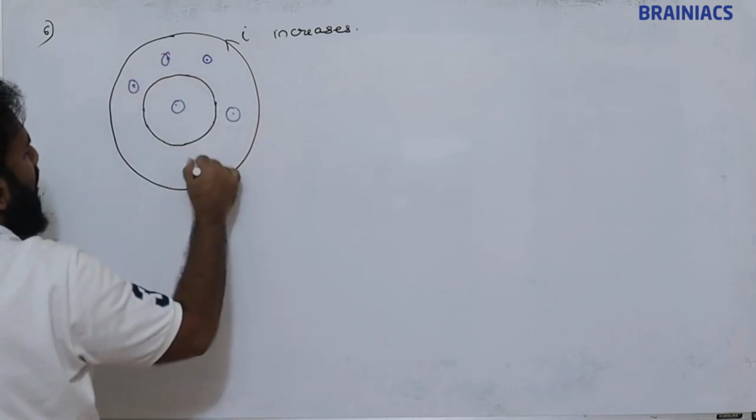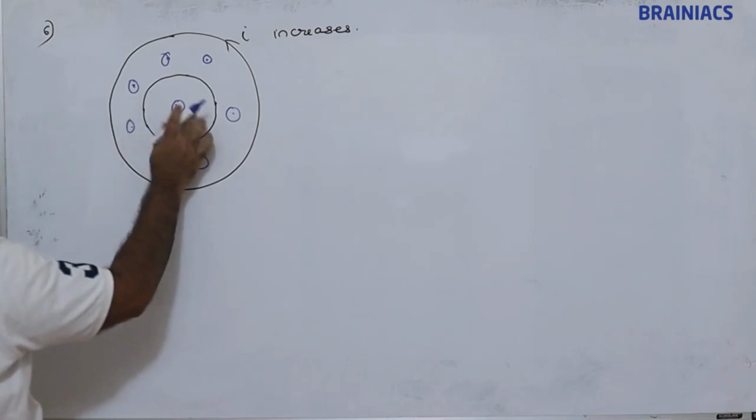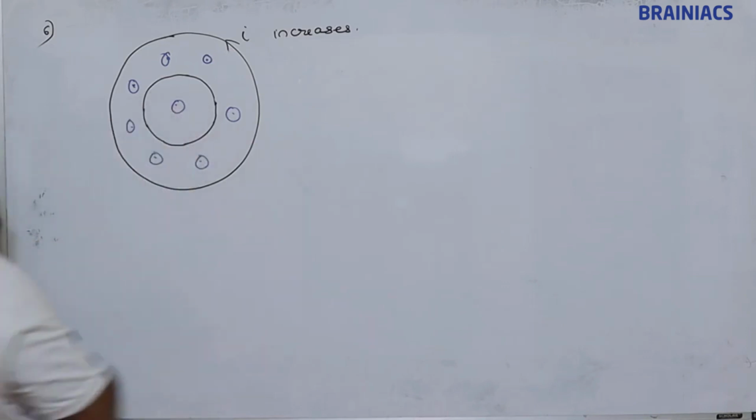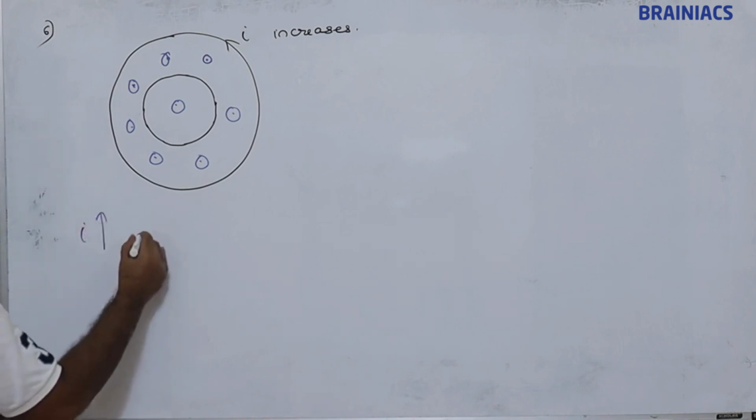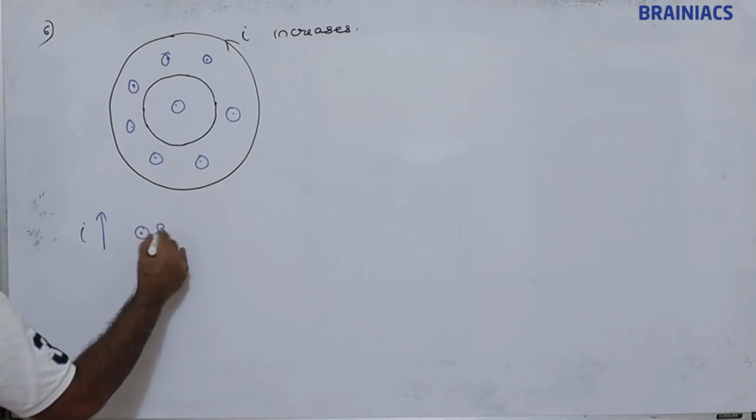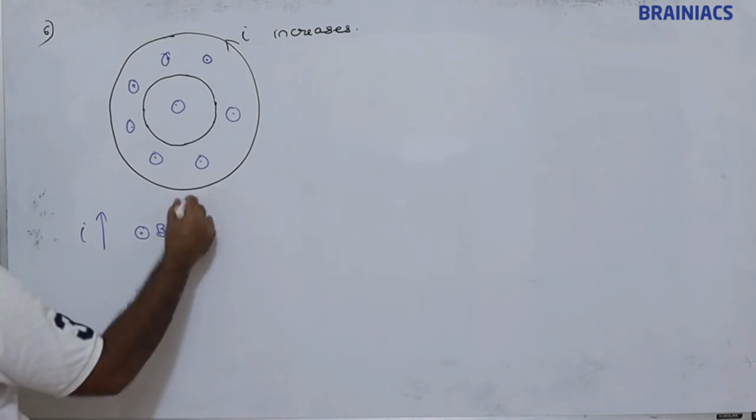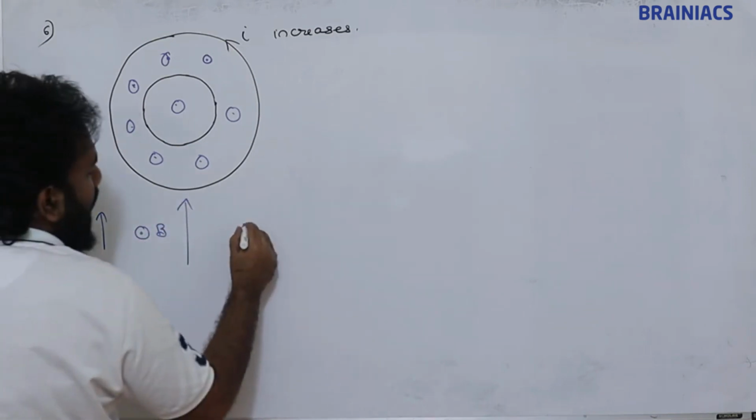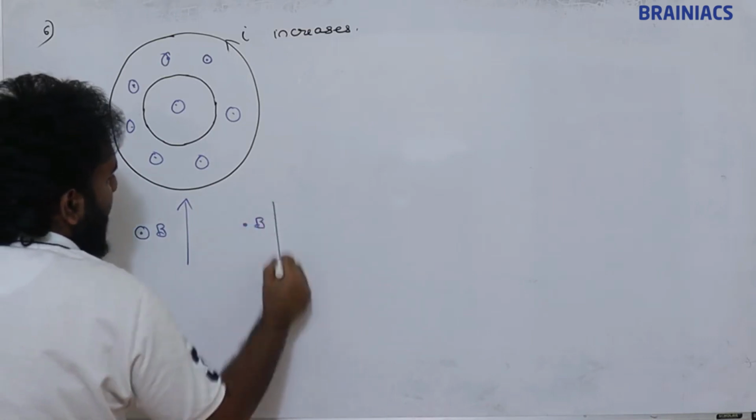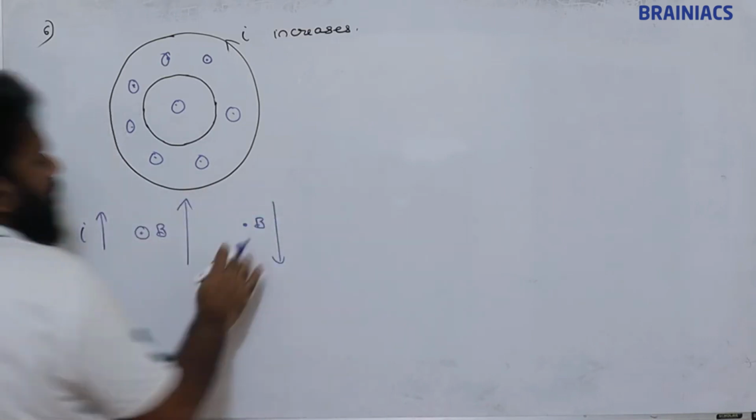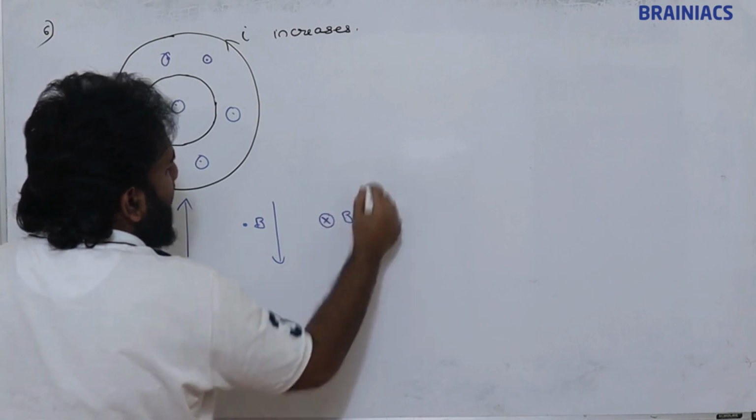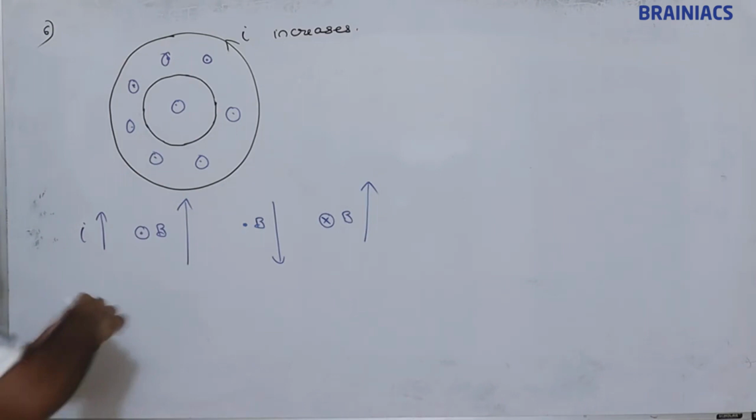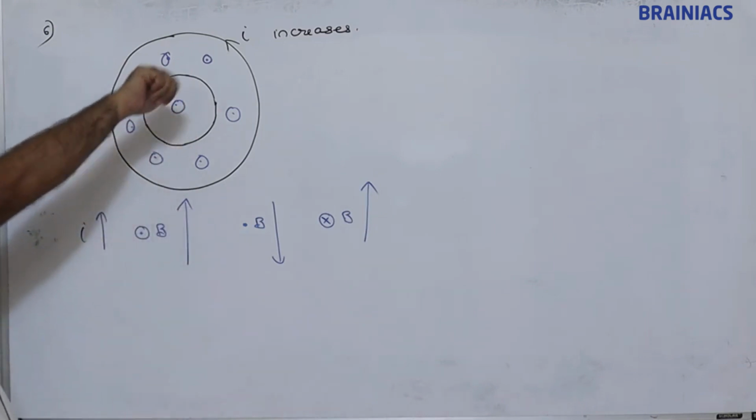Okay, right. So what will be the direction of current, induced current in this coil? Here the current increases, so the corresponding magnetic field, which is dot magnetic field, will also be increasing. We need to decrease the dot magnetic field. So to decrease the dot magnetic field, we need to increase the cross magnetic field. Cross magnetic field means that it is going inside.